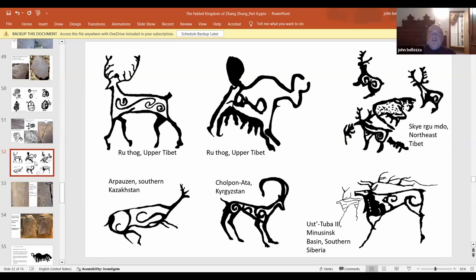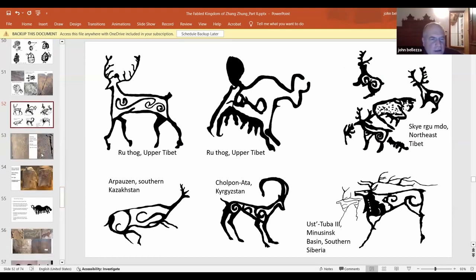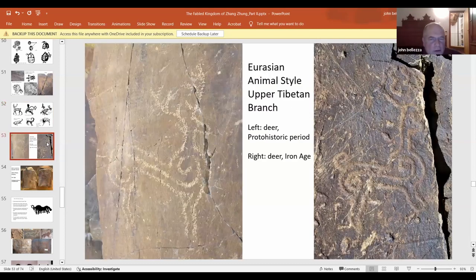Likewise for the Iron Age, we see this Eurasian animal style. These are black and white drawings of Eurasian style animal art from Tibet. In the upper row, on the left, you have Upper Tibet, Zhang Zhung, which might be part of Songtsen. We'll talk about that in a moment. Northeastern Tibet, maybe part of what was known as Sumpa, and then Kazakhstan, Kyrgyzstan, and southern Siberia variants at the bottom. We're going to zip through now so we don't go over.